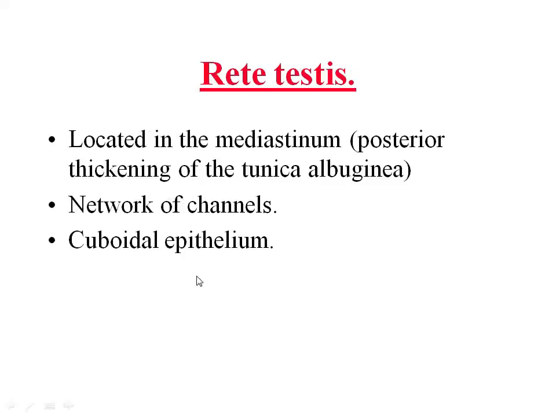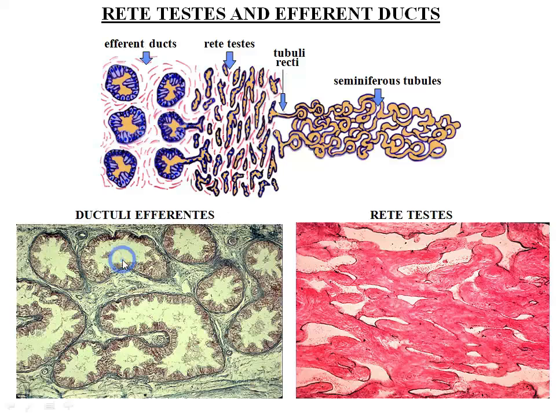The rete testis is located in the mediastinum, a posterior thickening of the tunica albuginea, and it forms a network of channels. The epithelium there is cuboidal. So this is the rete testis and the efferent ducts. The efferent ducts are attached to the rete testis tubules and the seminiferous tubules.